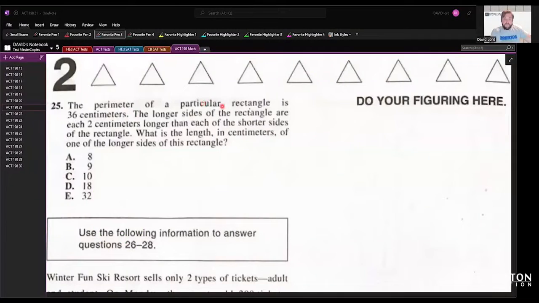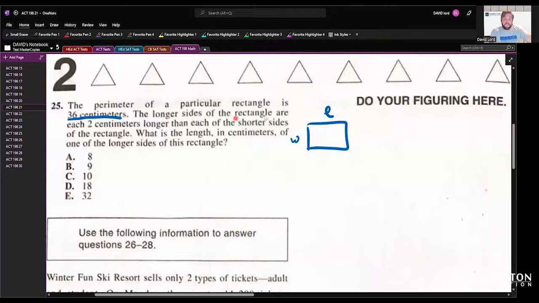Question number 25. The perimeter of a particular rectangle is 36 inches. So I know with a rectangle, there's usually a length and a width. The longer sides of the rectangle are each 2 centimeters longer than each of the shorter sides. So that means that the length is going to be 2 plus the width. What is the length in centimeters of one of the longer sides? So if we solve for the width, that means at the end of it, we have to add 2 to our final answer. So let's go through it.